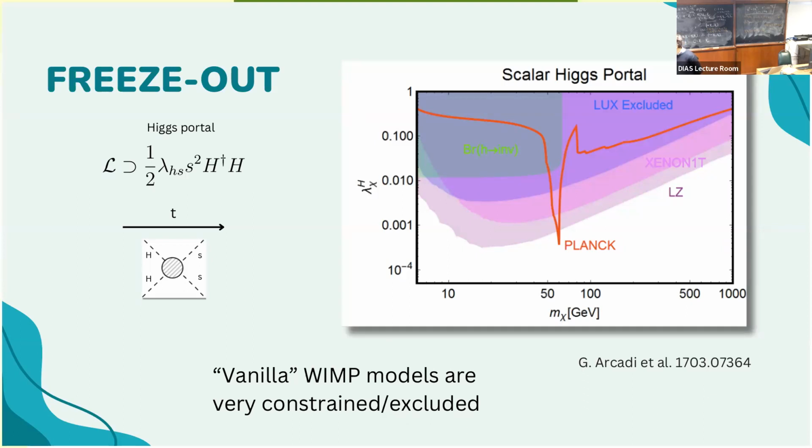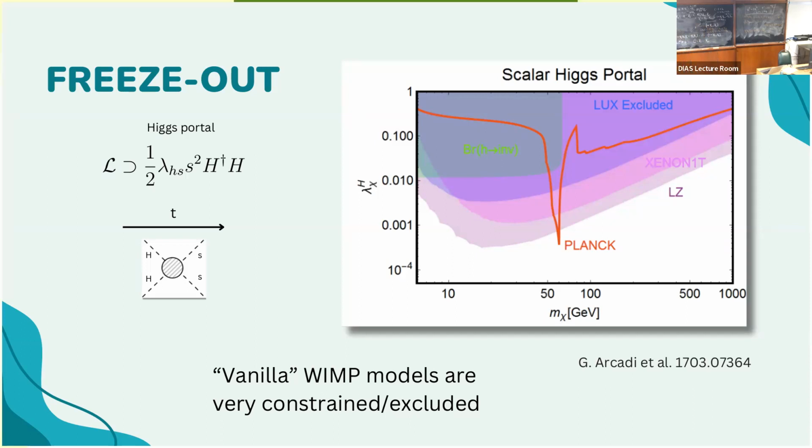I will actually discuss some production through gravity in a second. But if you want a WIMP, generally you need to introduce some extra coupling to the standard model. So in this case, for example, this one for the scalar.